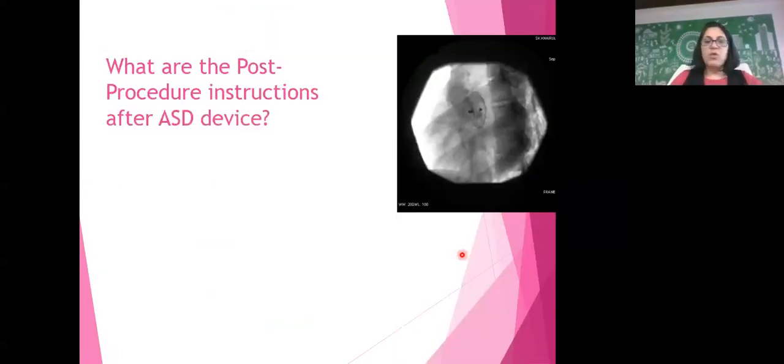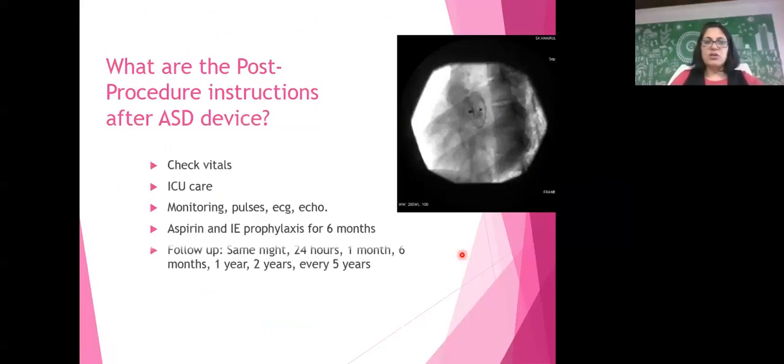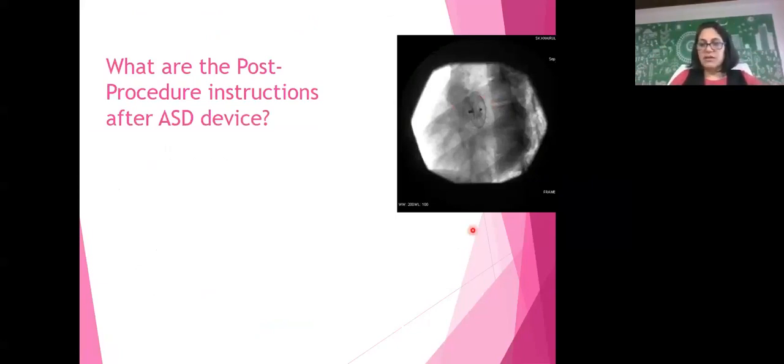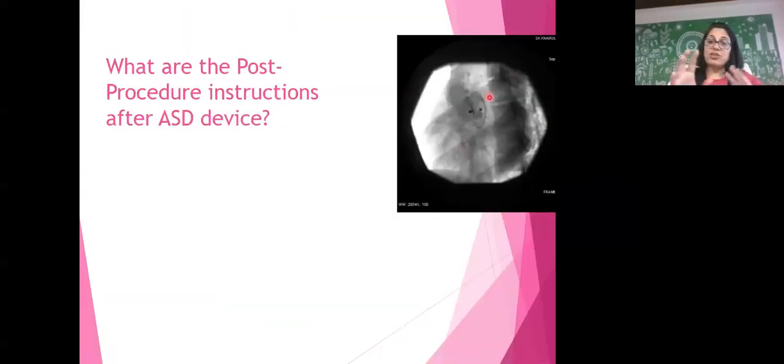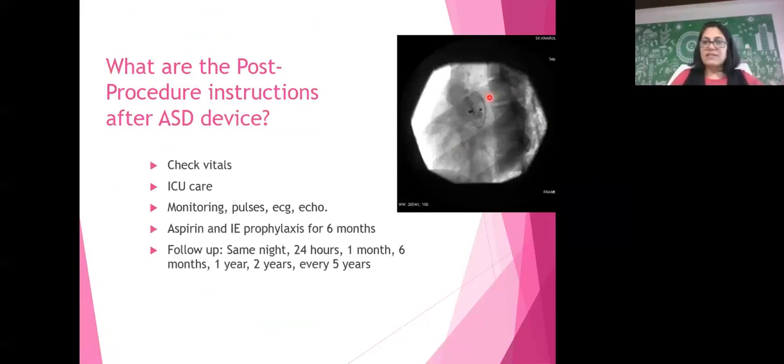Now, what do we tell them after the device closure? We check vitals, we keep them in the ICU for 6 hours because we make sure it doesn't fly off. Like see here, you see this device, now it's been released. You saw the last one, it was attached. You see this cable, right? Now you see here it's been released. So we have to check echo, make sure it's not by chance embolized, gone off to the aorta, gone off somewhere else. So we check vitals, we monitor the femoral pulse, we check the ECG, and we discharge them next day with aspirin and endocarditis prophylaxis for 6 months.